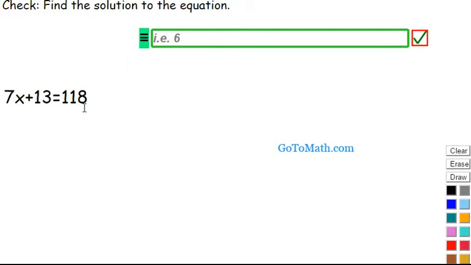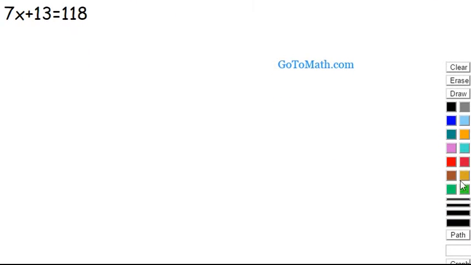Here's our linear equation. We need to figure out what number I can plug in right here to get this whole side on the left to be 118. Okay, and this is what we're going to do. So I'll just rewrite all this. We got 7x plus 13 is equal to 118.